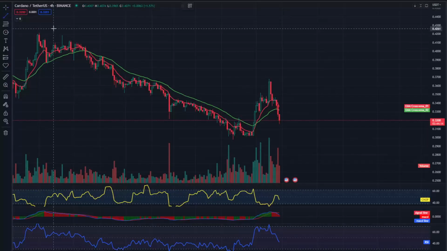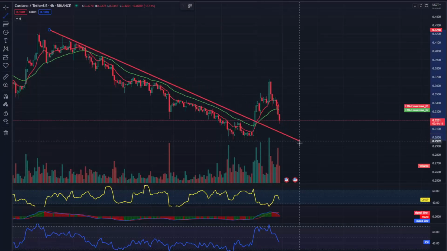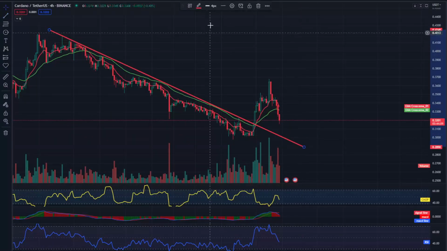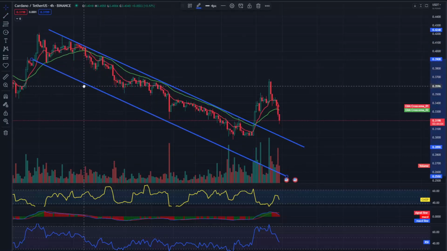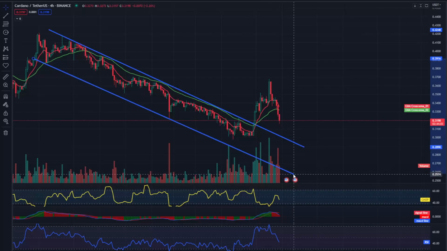The last one in today's chart is the ADA versus USDT chart on a 4-hour time frame. First, we will use the blue lines to mark the downtrend channel from which the price has gone up.